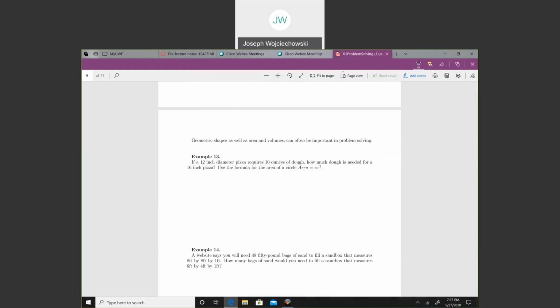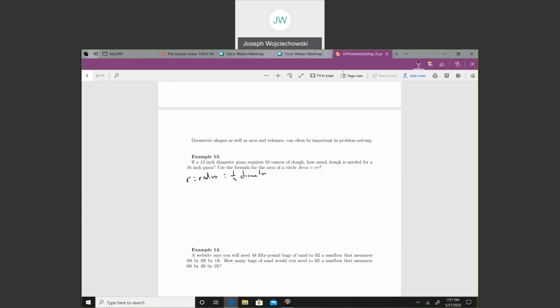Okay, so now we're going to talk about geometric shapes, area, and volume. Start with example 13 here. If a 12-inch diameter pizza requires 10 ounces of dough, how much dough is needed for a 16-inch pizza? Use the formula for the area of a circle, which is pi r squared. So we're given the diameter. We know that r is the radius, which is equal to 1/2 the diameter.